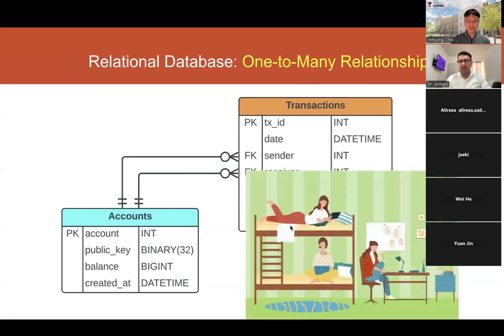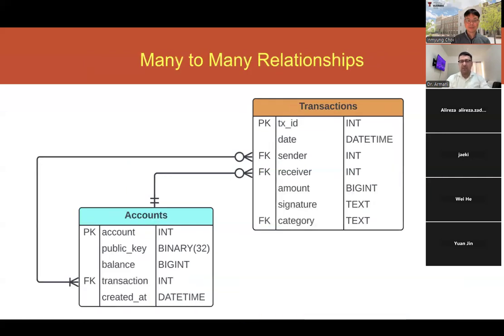However, it is possible that you want to send money to somebody together. For example, you're paying rent, so there are multiple senders and one receiver, one landlord. How can we do that? So we have a many-to-many relationship, very similar to one-to-many. But yeah, so we put the foreign key of transactions here, foreign key sender here, right?